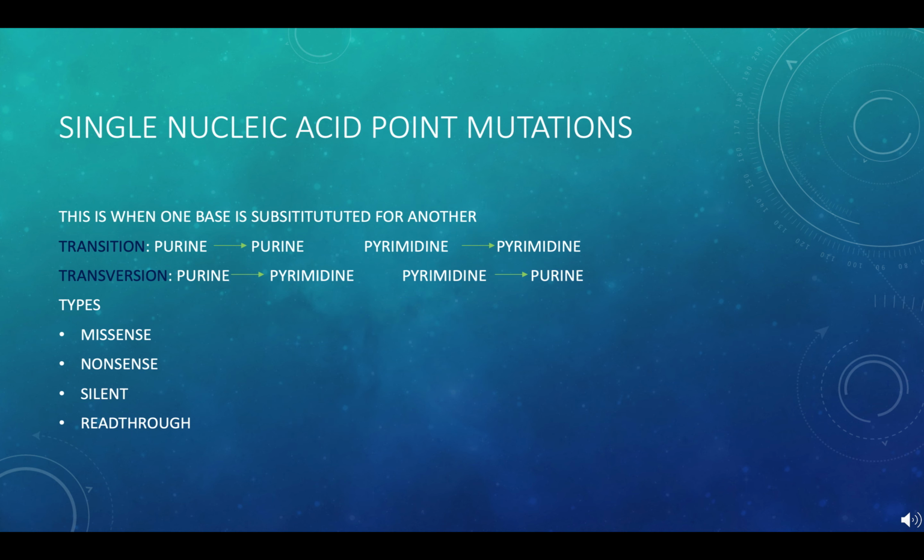Single nucleic acid point mutations are when one base is substituted for another. If the base is a purine and it's switched with another purine, or if the base is a pyrimidine and it's switched with another pyrimidine, then this is known as a transition. Then a transversion is when a purine is switched to a pyrimidine, or when a pyrimidine is switched to a purine. There are 4 main types of point mutations that we'll talk about.